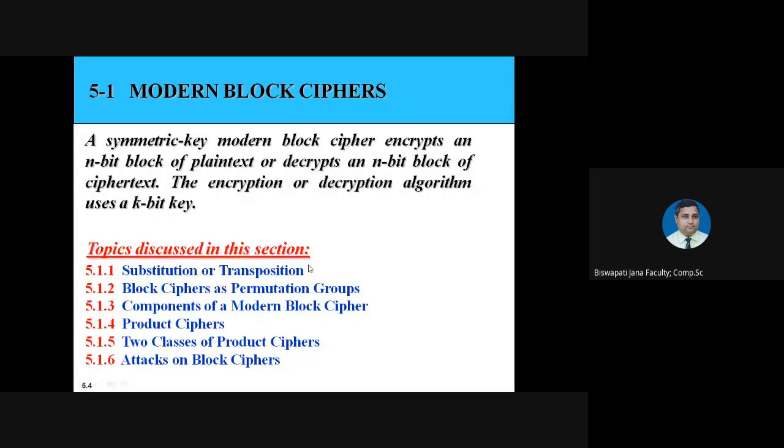Now today's discussion will cover this section: substitution or transposition cipher, block or permutation group, then modern block cipher, product cipher, two classes of product cipher, and attacks on block cipher. So these are some of the ciphers and different types of techniques where the modern block cipher is used. And nowadays people are using what type of ciphers and how their security depends, meaning what enhancement of security they can achieve.